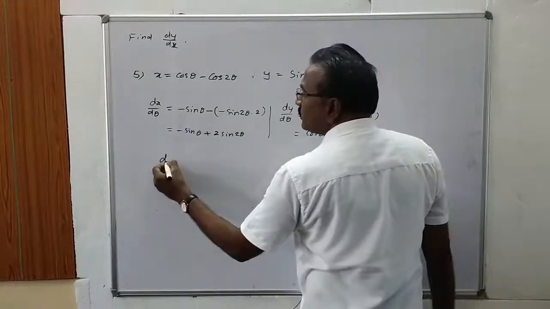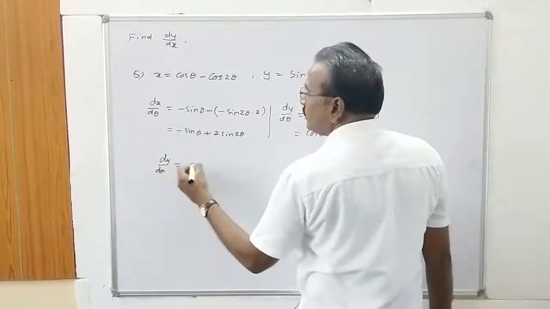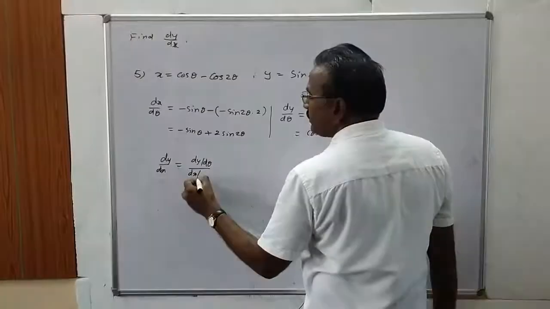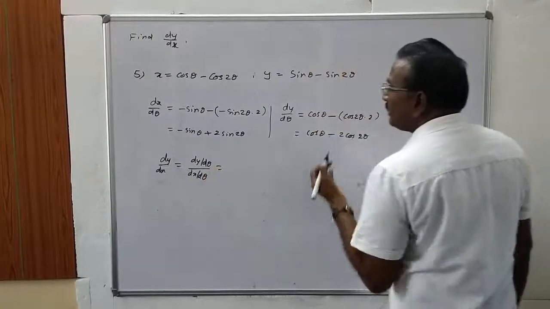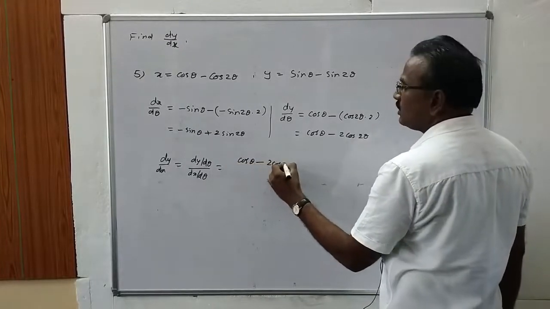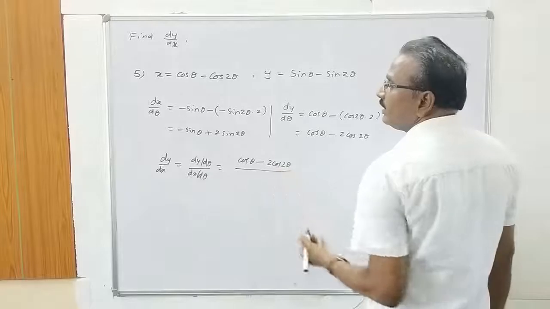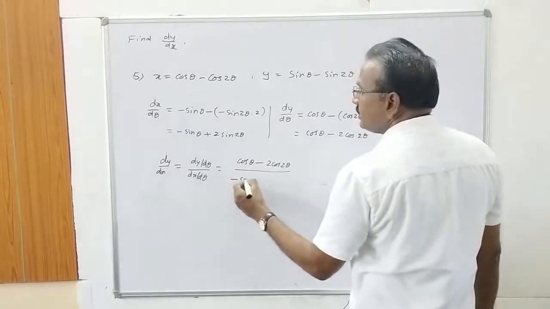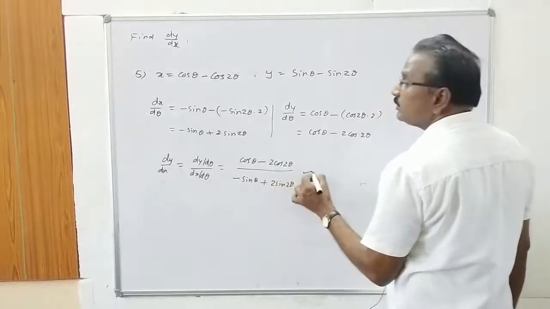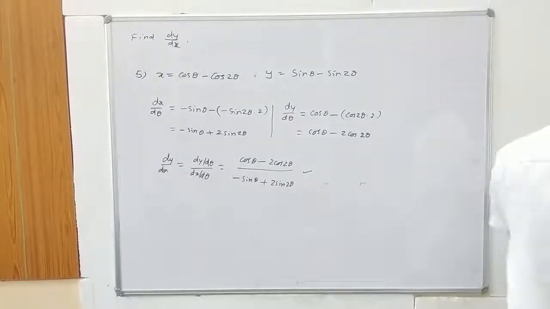Therefore dy by dx is equal to dy by d theta divided by dx by d theta. Here, dy by d theta is cos theta minus 2 cos 2 theta, divided by dx by d theta, which is minus sin theta plus 2 sin 2 theta. So this is dy by dx.